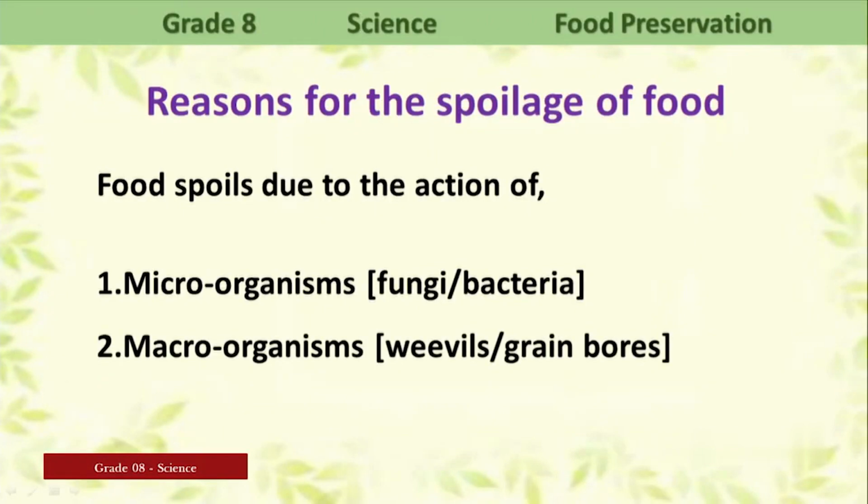Then let us see the other reason, macroorganisms. The first type of organisms is microorganisms, the second type is macroorganisms. Actually, macroorganisms can be observed through our naked eye. The examples are weevils and grain borers. Right? I have given you only 2 examples. You may know some other answers.